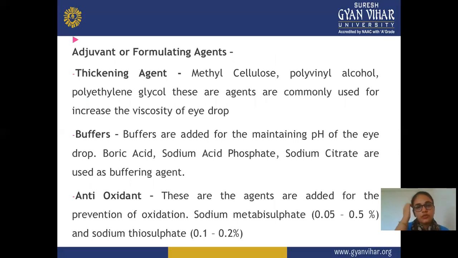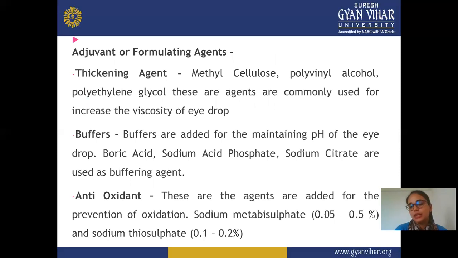Next are adjuvants or formulating agents. These are the ingredients you use for the formulation of eye drops. Different excipients are used for manufacturing of eye drops, and there are some examples that are majorly used. Without these excipients, your formulation will not perform.